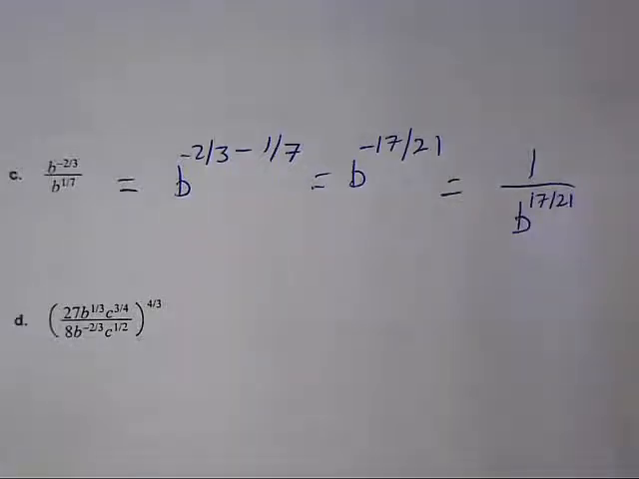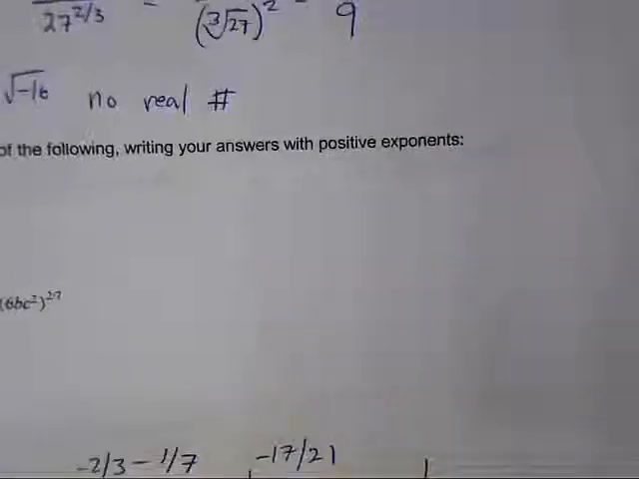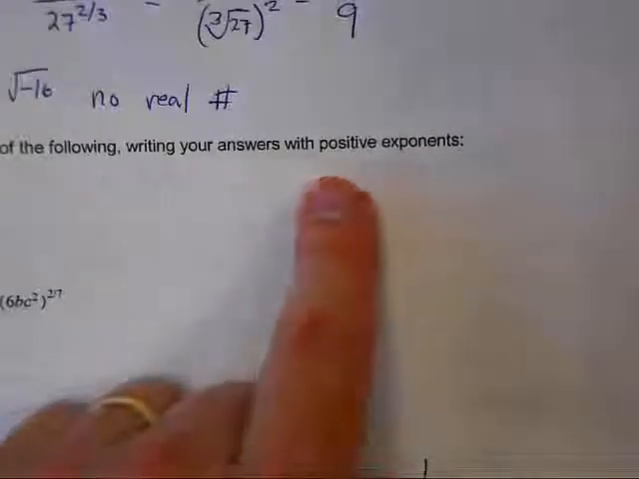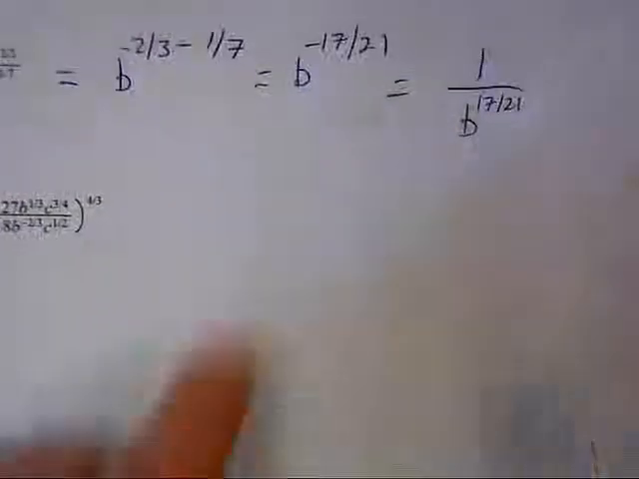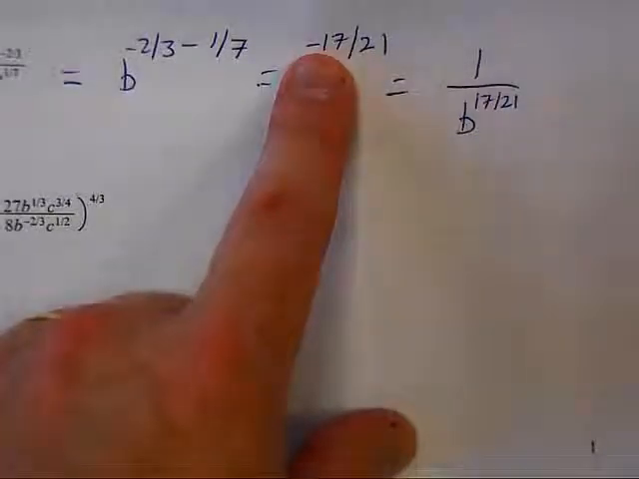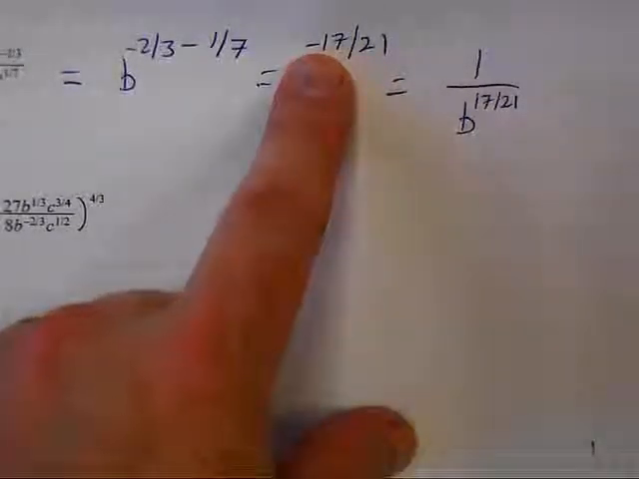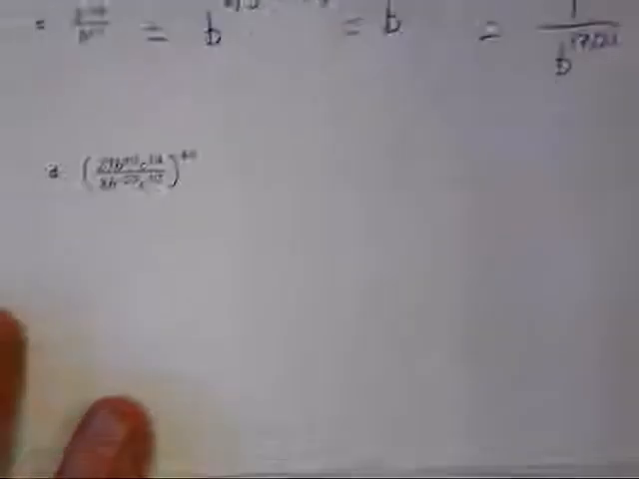The directions say to write your answers with only positive exponents. The directions told me I was not allowed to leave my answer with a negative 17 over 21. Fussy directions, so I followed them. All right, the last one.